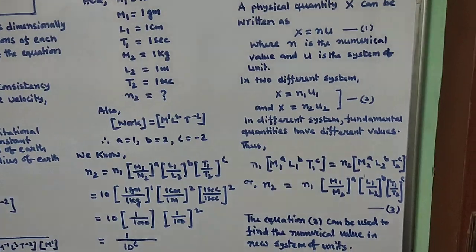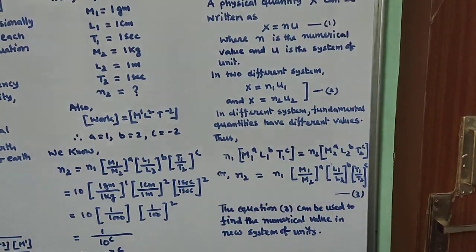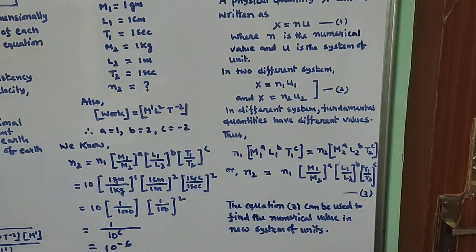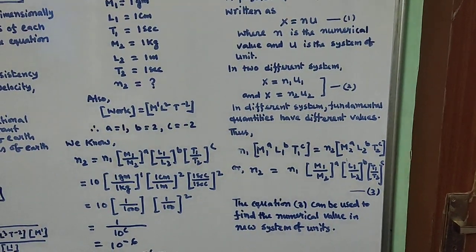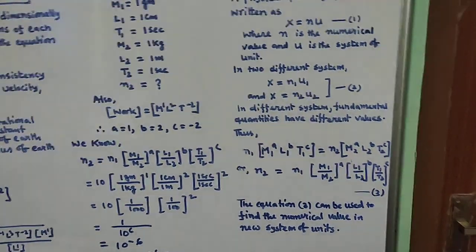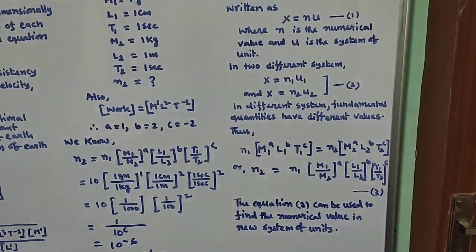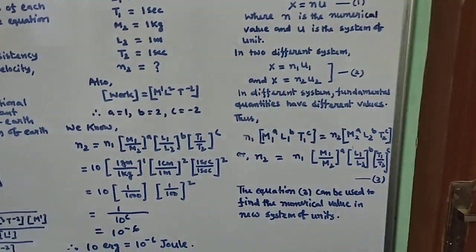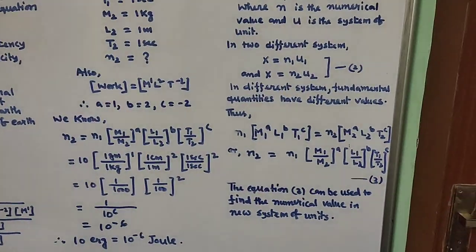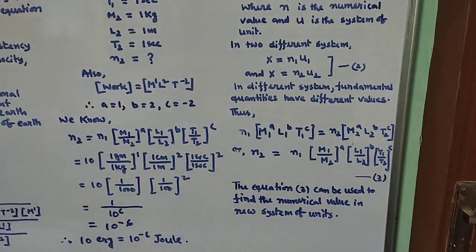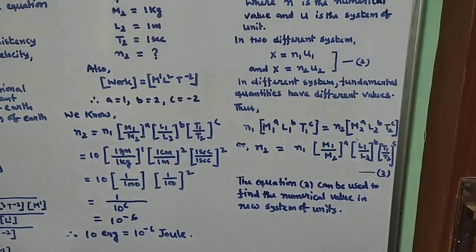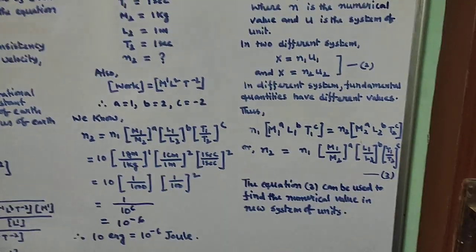So what we will do, the work done is your force into distance. So force is M1 L1 T minus 2, and distance is your length, so M1 L2 T minus 2. So a is your 1, b is your 2, and c is your minus 2. So we have to write the formula here, n2 equal to n1 (M1/M2)^a (L1/L2)^b (T1/T2)^c. Then we have to substitute the value.